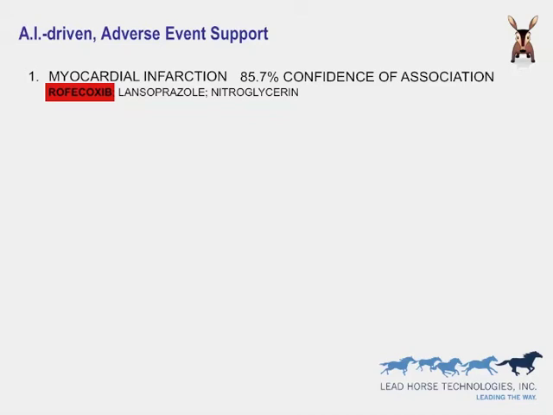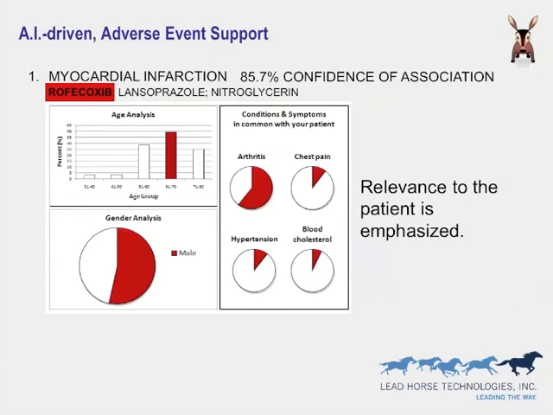As it turns out, it is also in association with lansoprazole and nitroglycerin. Moreover, that association had an 85% confidence of association, and in alignment with George's record, we show you at a glance the relevance of that association rule to everything about George: his age, his gender, and his existing conditions and symptoms, so that the alert that Ardvarc provides you is one relevant to George, and not someone with a different demographic group or a different set of background symptomology.